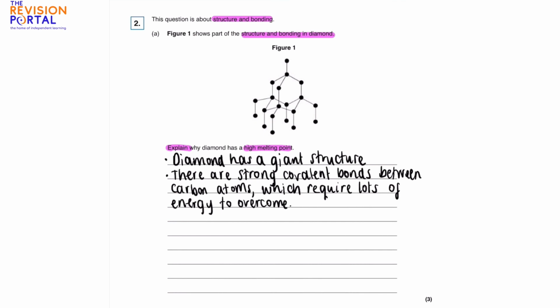Okay, so grade 9 tip, I really recommend that whenever you say covalent bonds in a question, you mention that they are strong covalent bonds, because sometimes that will give you a mark, and you have to make sure that you said energy here, otherwise you would not have gotten a mark. So your 3 marks here are for saying that diamond has a giant structure, that there are strong covalent bonds, and that these require lots of energy to overcome.